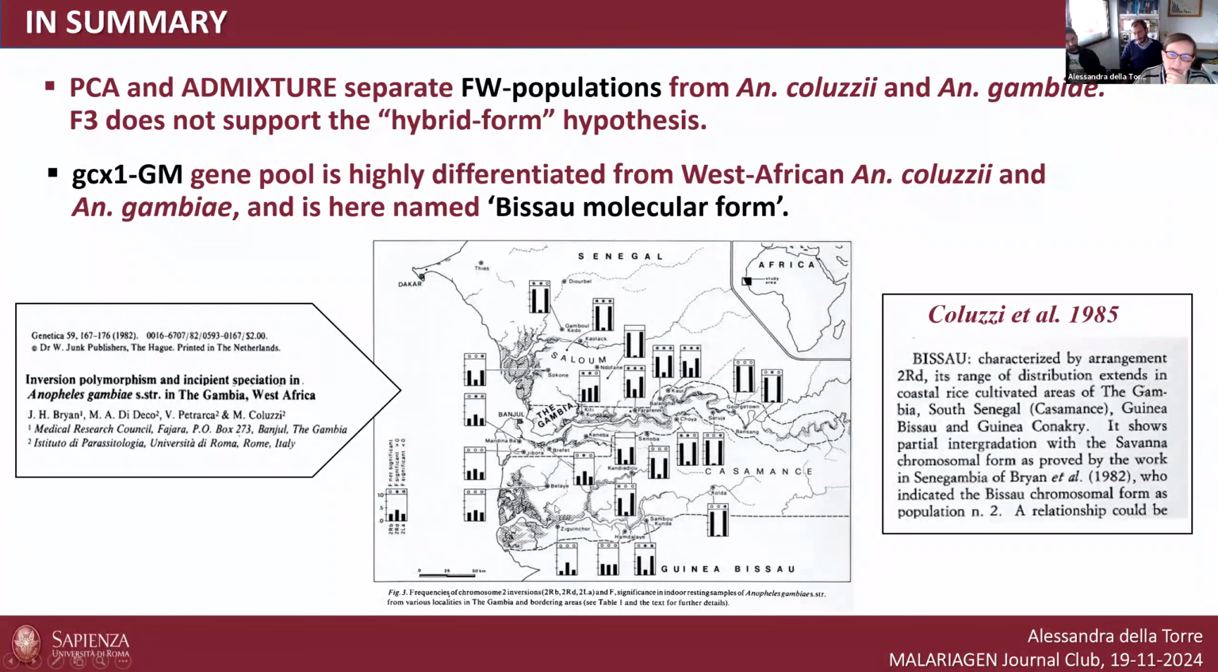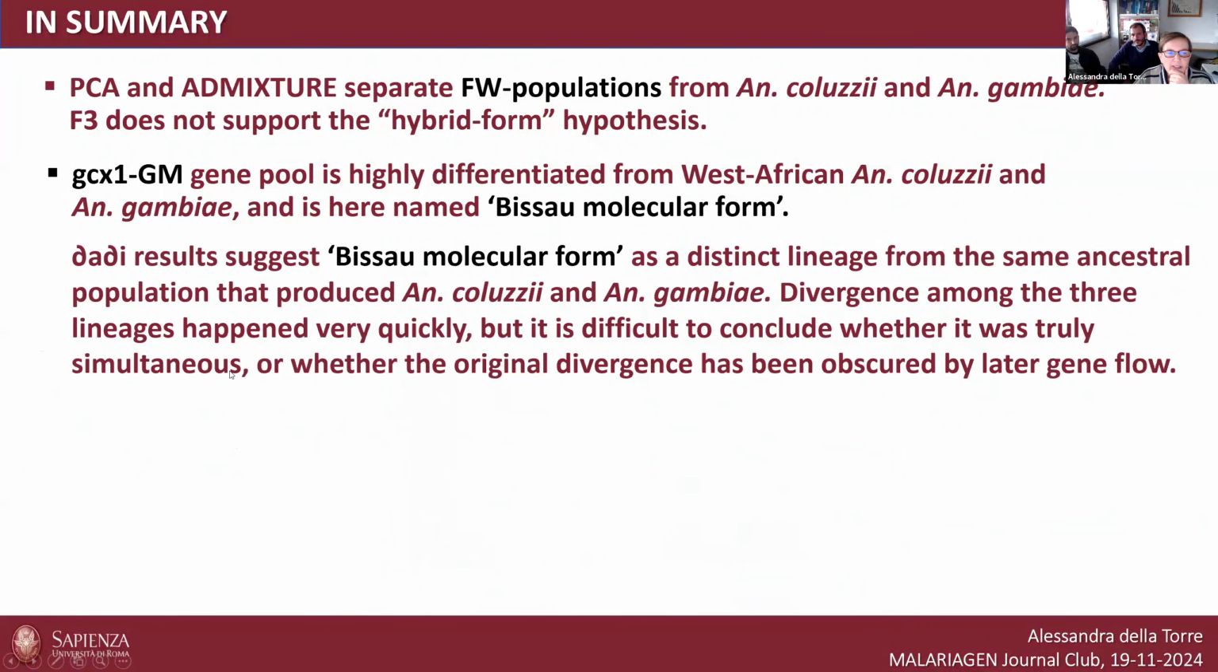And these are the chromosomal data based on which the existence of the chromosomal form Bissau was hypothesized. The results of that analysis suggest that the Bissau molecular form may be a distinct lineage from the same population that produced Anopheles gambiae and Anopheles coluzzii. You cannot really say that it's simultaneous, but it's not too distant, the separation of the 3 lineages.